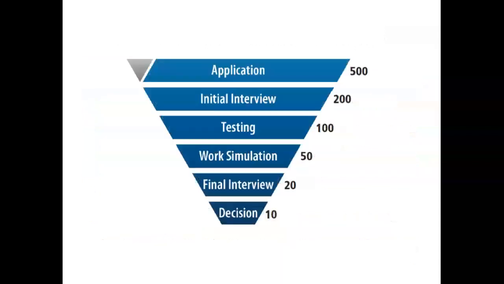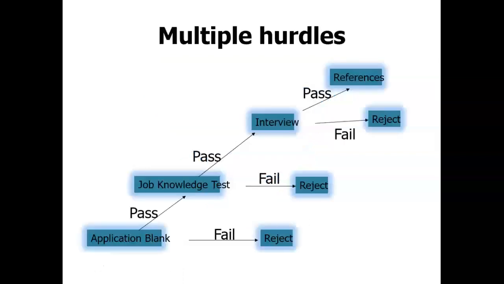Now, let's get to the multiple hurdle process. So with multiple hurdles, we might start with 500 candidates at the application process, do the first interview with 200, then put 100 through testing. 50 of these will complete a work simulation, 20 of these will be selected for final interview, and finally 10 will be given an offer. Yeah. Now, the multiple hurdle approach requires job candidates to pass a series of selection tools in a very specific sequence. It's the application, then the job knowledge test, then interview, then references, for example.